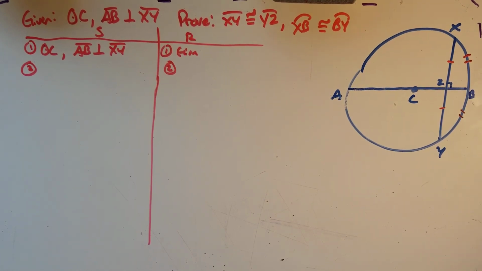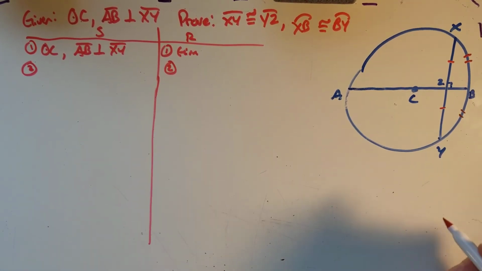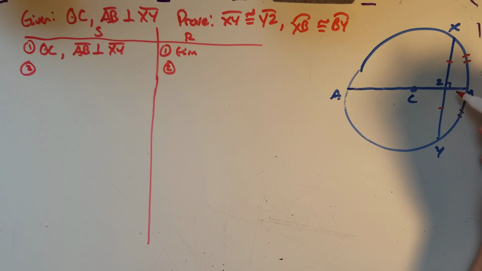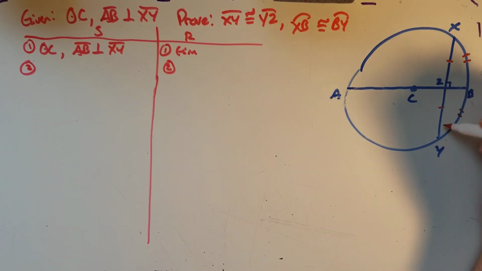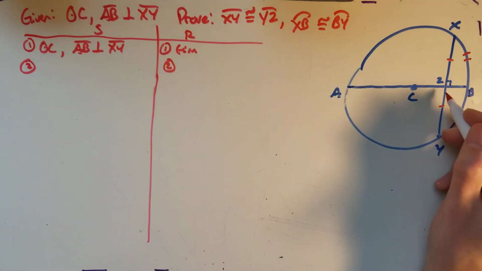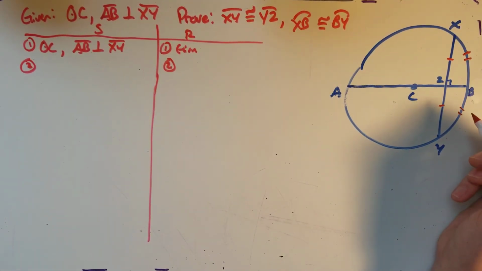So, some of the things that we should think about with this. How are we going to prove that these two segments are congruent? Well, one of the things that we should know, because these are perpendicular lines, AB is perpendicular to XY here, these two segments are perpendicular, we should know we're going to have 4 right angles, and we can use that.